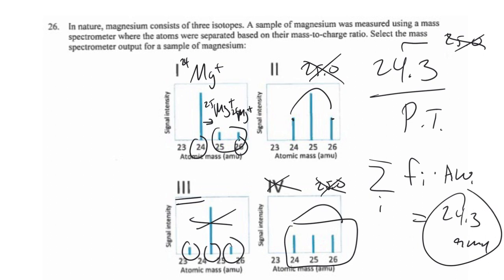I keyed it in wrong. Let me try to fix it real quick. That gets me 24.15. So that's getting me off of 24, close to 24.3. If I wanted to calculate it exactly, I need more precise atomic weights and more precise abundances.